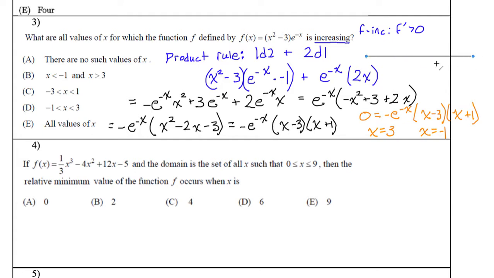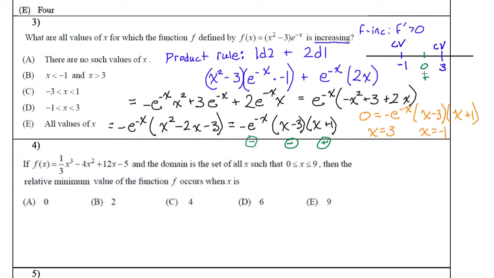So I'm running out of room, but I'm going to do my number line up here at the top. So when I make my number line, here's negative 1, that's a critical value, and here's 3, that's also a critical value. Let's choose the nicest possible number, 0. When I plug 0 into my fully factored form, this is always going to be negative, because that's always some positive number multiplied by a negative. So always some negative number, and then this is going to be 0 minus 3, which is negative. And then 0 plus 1 is positive.